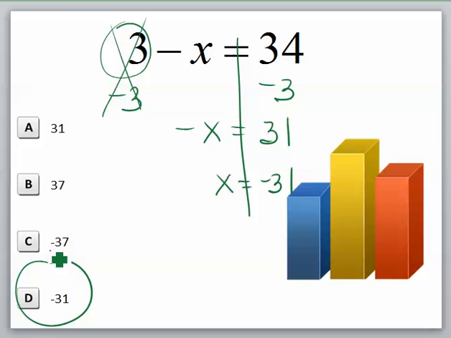Again, you can always check your solutions by putting in the numbers. So had you done this incorrectly and you would have gotten the answer of, say, 37 or something, you wouldn't have come up with a positive 34. But if you plug in your negative 31, you do come up with that positive answer, 34.